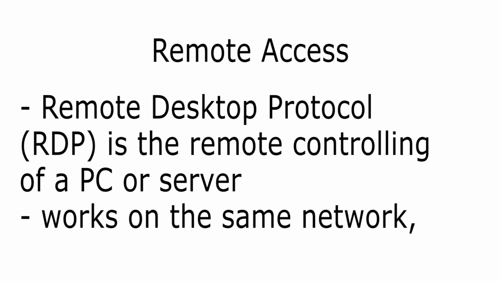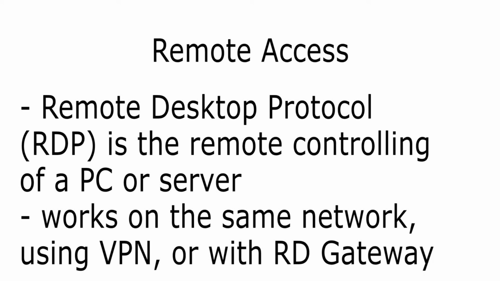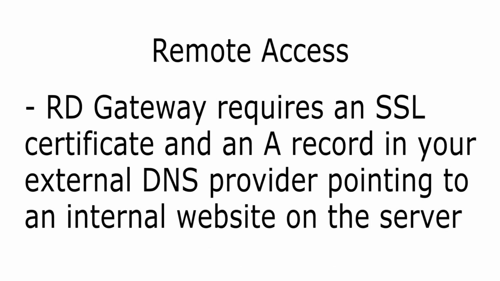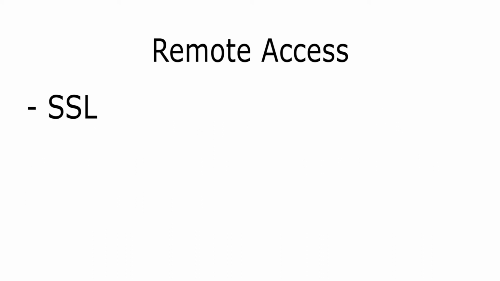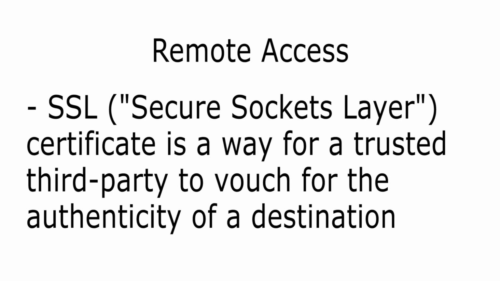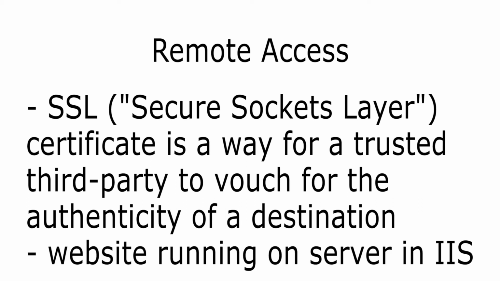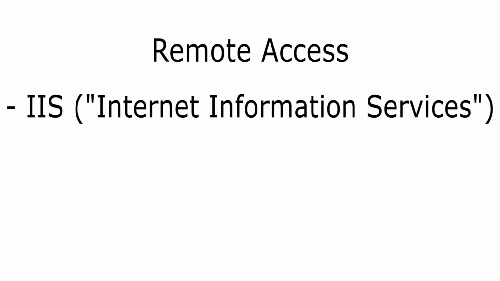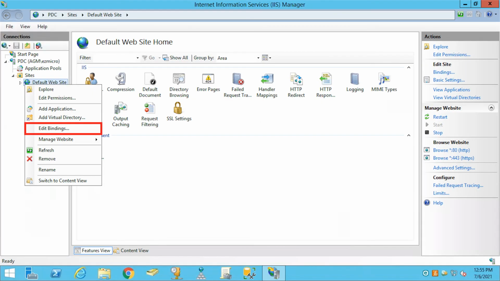RDP works while you're on the same network, using a VPN connection, or with what's called RD Gateway. RD Gateway requires an SSL certificate and an A record in your external DNS provider pointing to an internal website on the server. SSL stands for Secure Sockets Layer, and a secure certificate is a way for a trusted third party to vouch for the authenticity of a destination. The destination in this case would be a website running on a Windows server hosted in IIS, which stands for Internet Information Services.